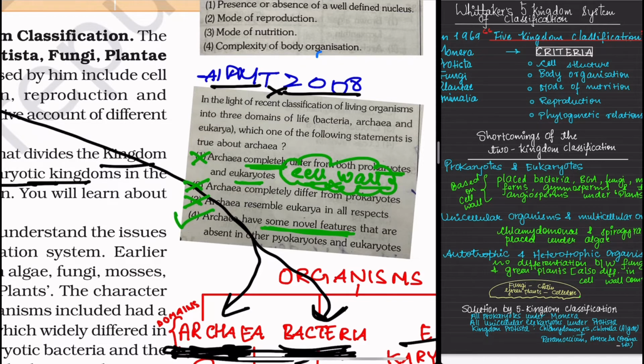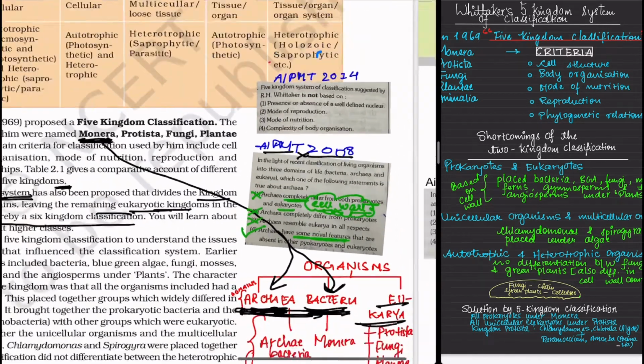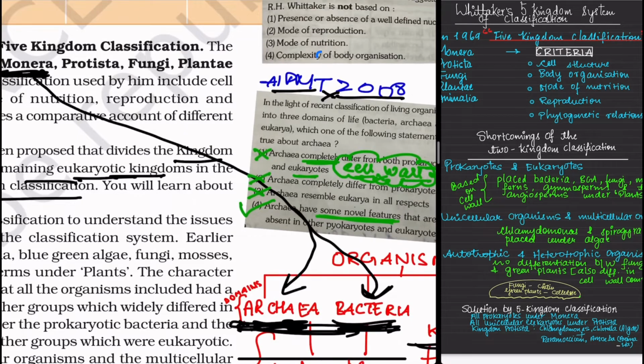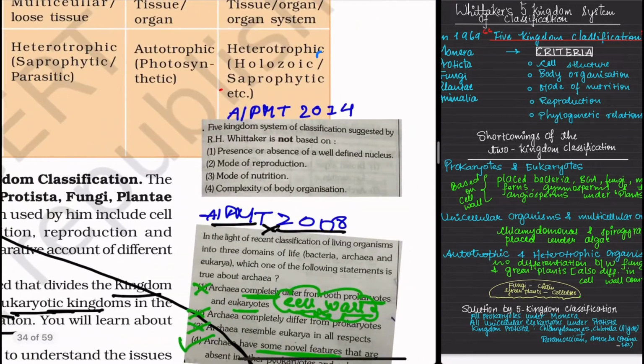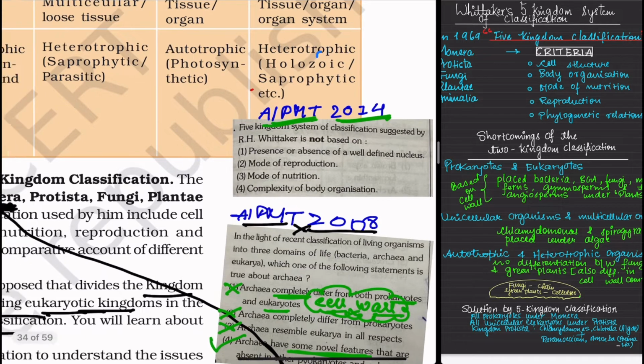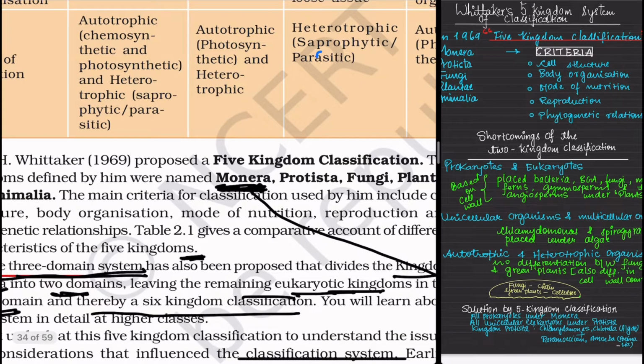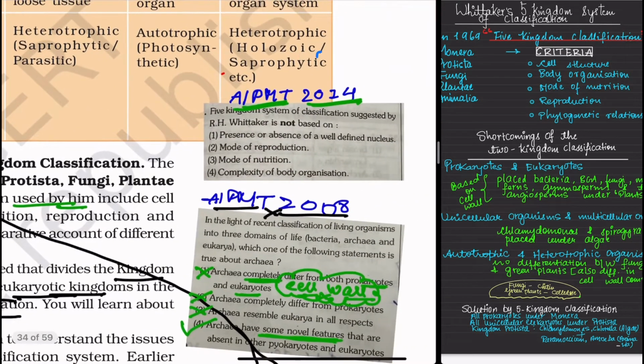Now this question is asked in AIPMT 2014. 5-kingdom system of classification suggested by R.H. Whittaker is not based on what? Look, this is a confusing question. If we refer to NCERT, we see the main criteria for classification used by him, and this question is also based on criteria of classification. 5-kingdom system of classification suggested by R.H. Whittaker is not based on.